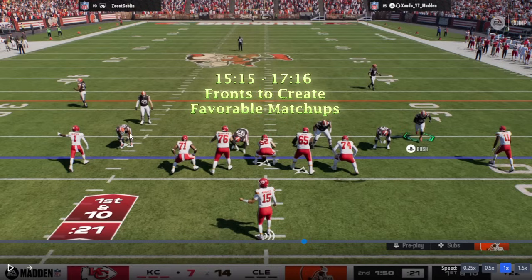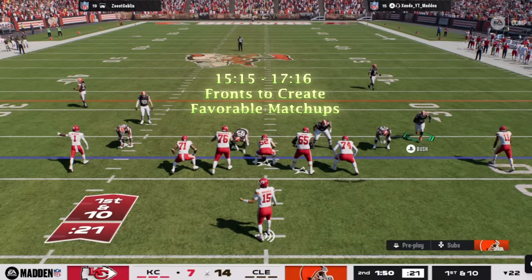What I don't like in this game is, I have a monster here, and I've noticed he really just doesn't get adequate pressure the way he does in real life. So maybe I should move him around a little bit more. Again, this is where you can play games up front. You get in the under front, you move him to the three technique inside.